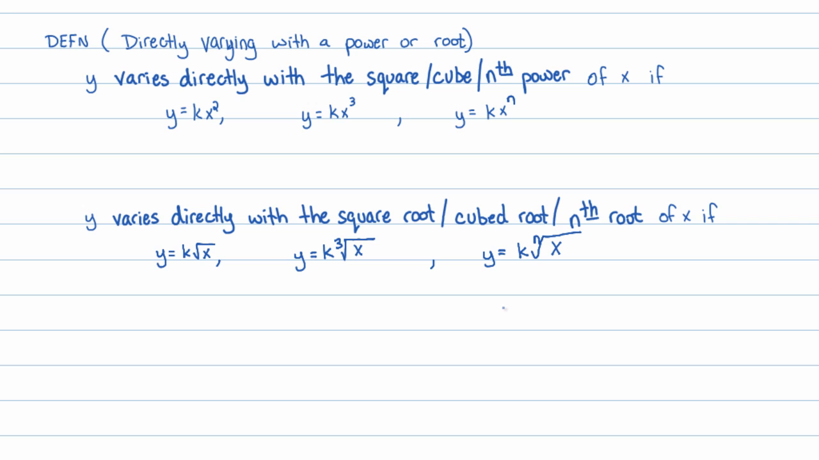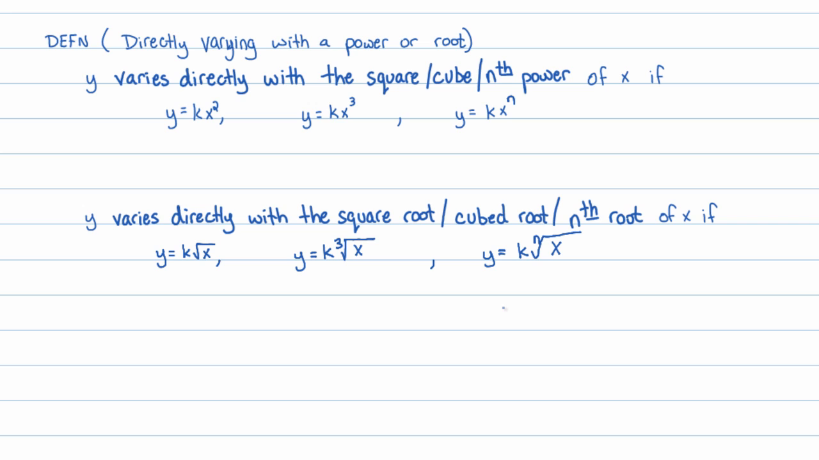Now we're going to get into the more realistic examples. It's often not true that things vary just directly with one another. They vary directly with a power or a root of a variable. So, for example, y varies directly with the square or the cube or the nth power of x if y equals kx squared, or y equals kx cubed, or y equals kx to the nth power.